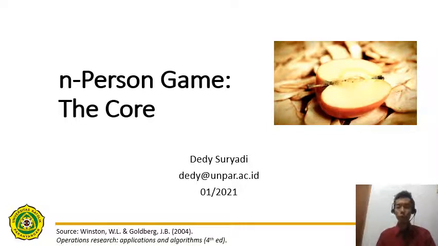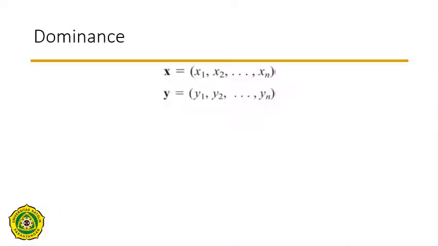From the previous video about n-person games, we know that there are many solution concepts to this kind of game. Now in this video, I'm going to talk about one method to find the solution concept, and it is called the core. So let's start. Before we talk about how we may find the core or the solution concept, let's talk about dominance.